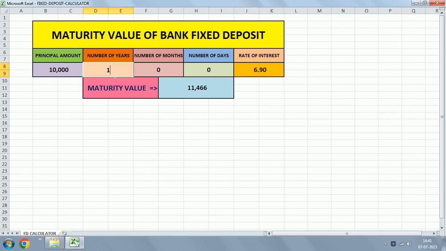Suppose you deposit for 1 year and the rate of interest is 6.8, then you will get back 10,698 rupees. 1 year is same as 12 months, so here also you will get the same answer, and 12 months is same as 365 days, so again you will get same answer.